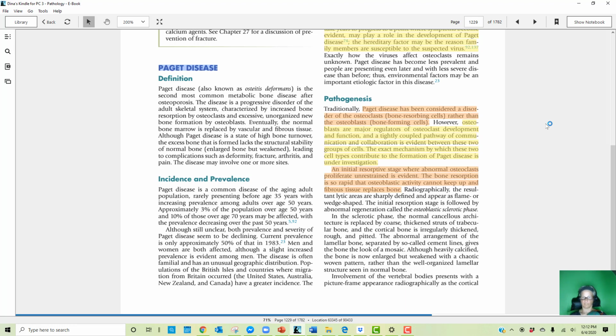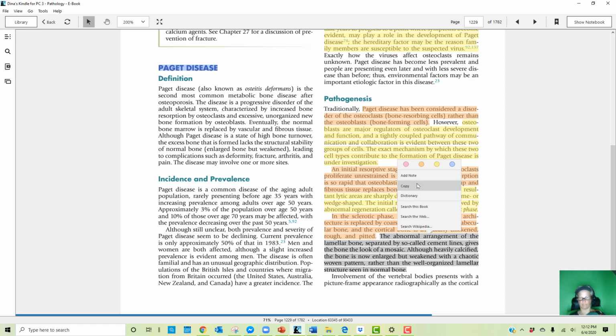The initial resorption stage is followed by abnormal regeneration called the osteoblastic sclerotic phase. In the sclerotic phase, the normal cancellous architecture is replaced by coarse, thickened struts of trabecular bone, and the cortical bone is irregularly thickened, rough, and pitted. The abnormal arrangement of the lamellar bone, separated by so-called cement lines, gives the bone the look of a mosaic. Although heavily calcified, the bone is now enlarged but weakened with a chaotic woven pattern, rather than the well-organized lamellar structure seen in normal bone.